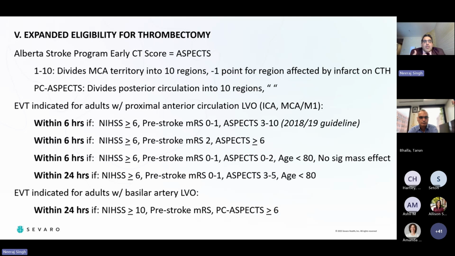And finally, thrombectomy is still also indicated within 24 hours if you have a high enough NIHSS, at least 6 with disabling deficits, and you're having a baseline modified Rankin scale that was normal, 0 to 1, but you have an ASPECTS score that is as severe as 3 to 5, and also you're young enough, under 80.